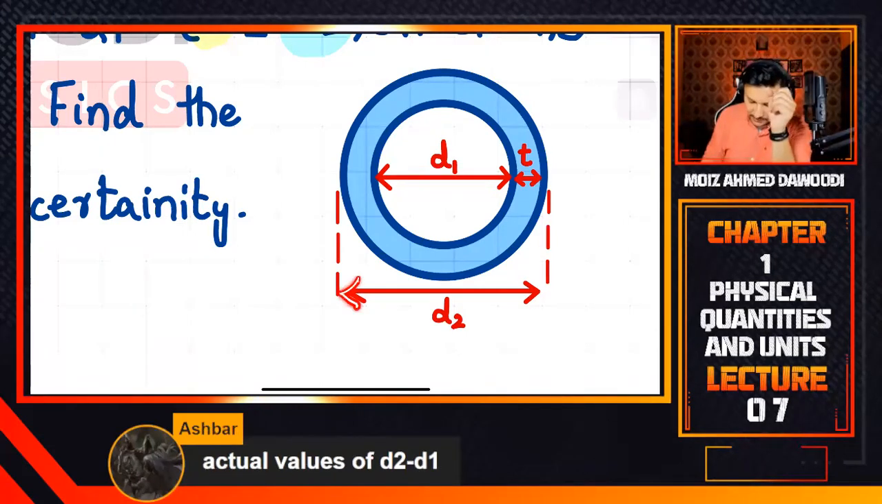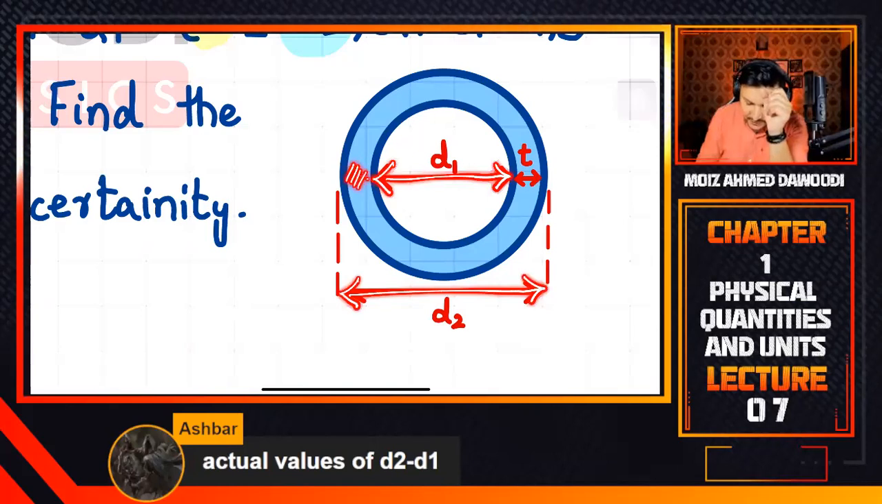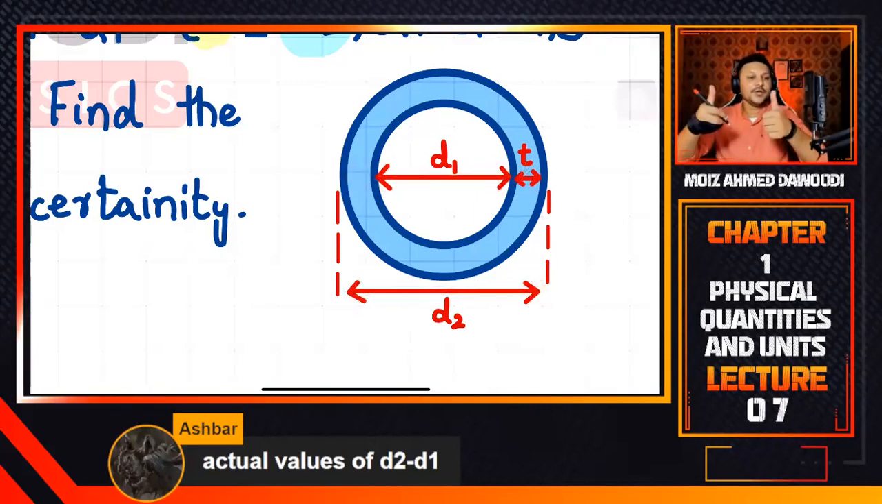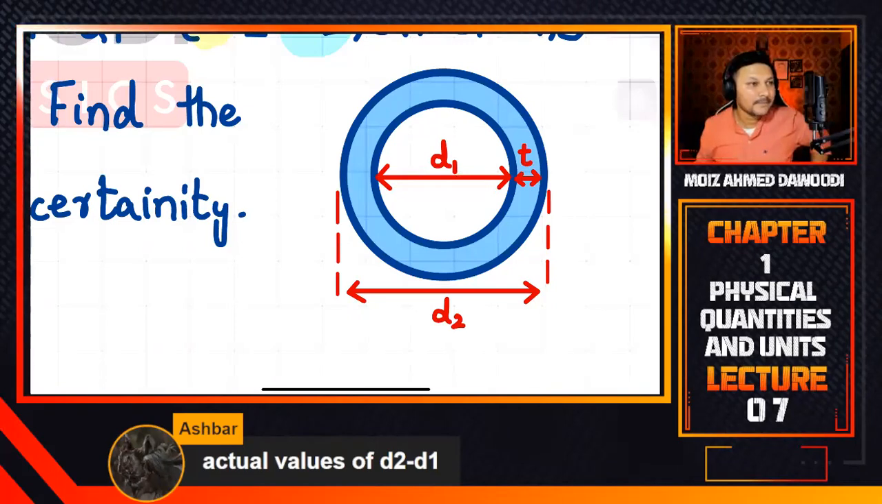बेटा, if I subtract D2 and D1, so I am left with this length and this length. I need twice of thickness. In order to have just the thickness once, I have to divide the final answer by 2. ये बात clear हुई? जी सर. What about the others?